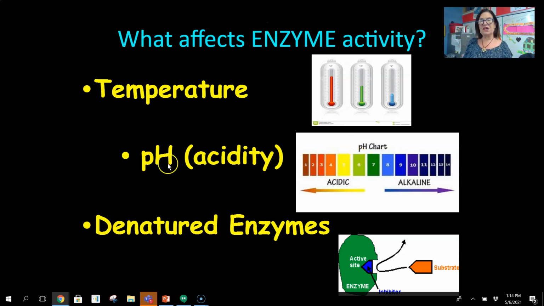And also pH, which is the acidity. And so you can see this is a large scale. This is like more acidic. So like oranges or lemons or limes, more of that. And this is more soapy. It feels like soapy. And then we have denatured enzymes.